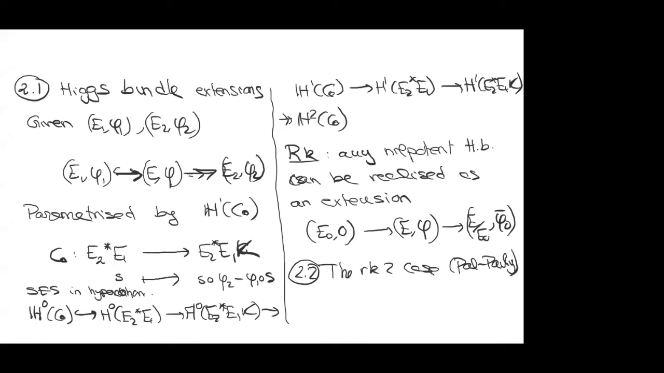So in rank 2, what do we want to do? Well, we want to parameterize extensions of the form F0, F1. So in rank 2, the first graded piece is always the kernel, so F0 equals E0. So we have to parameterize extensions of a given line bundle by another one, but with a Higgs field. Of course, on the line bundles, the only nilpotent Higgs field is 0.